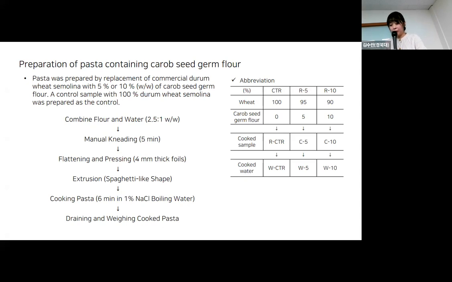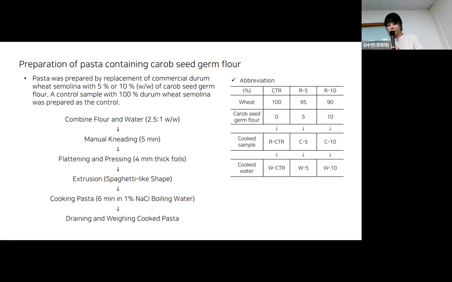The pasta was prepared by substituting the commercial durum wheat semolina with 5% and 10% of the carob flour. A control sample consisting of 100% durum wheat semolina was also prepared, and tap water was added with a flour to water ratio of 2.5 to 1 until a homogeneous and well-made dough was achieved. The dough was manually kneaded for 5 minutes, flattened into 4 millimeter thick sheets, and extruded into a spaghetti-like shape, and the raw pasta samples were air-dried for 16 hours.